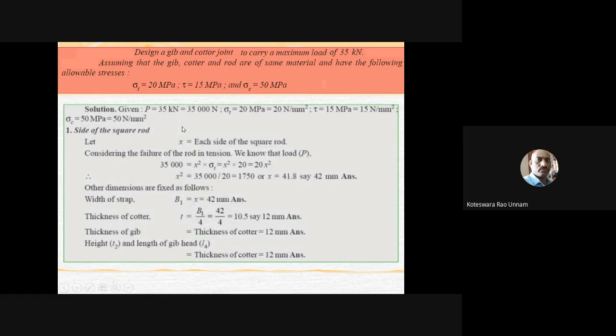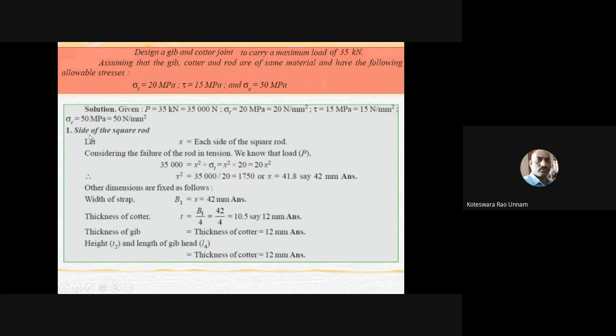So here is the given problem. Design a jib and cotter joint to carry a maximum load of 35 kilonewtons, assuming that the jib, cotter and rod are made of the same material and have the following allowable stresses: sigma T 20 MPa, tau 15 MPa, and sigma C 50 MPa. In the design procedure, first you need to calculate the X value. That can be calculated based on the tensile strength.